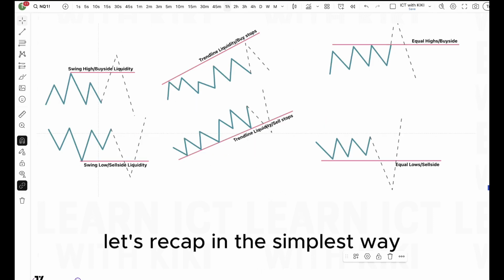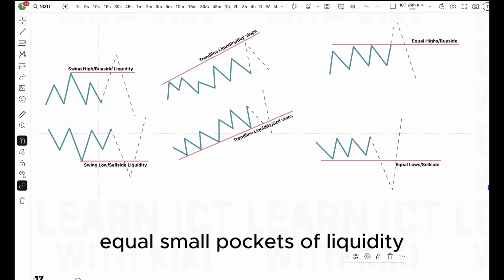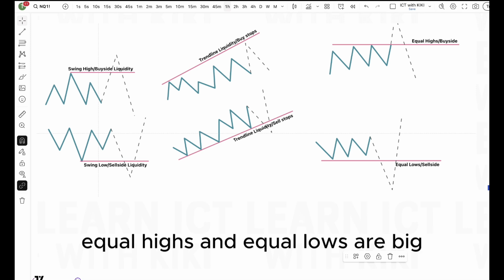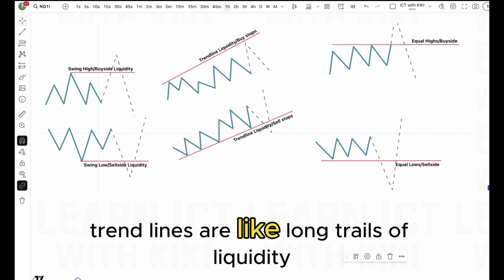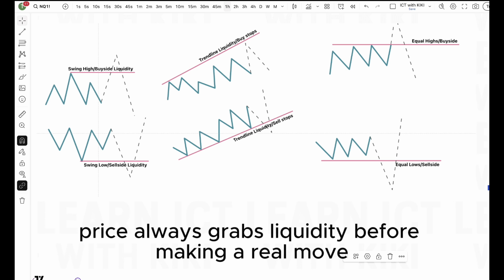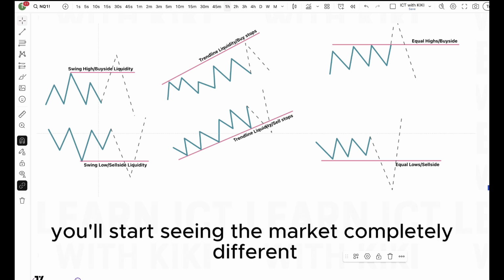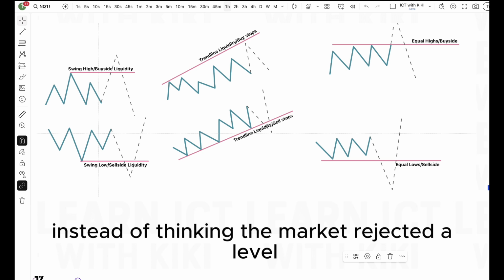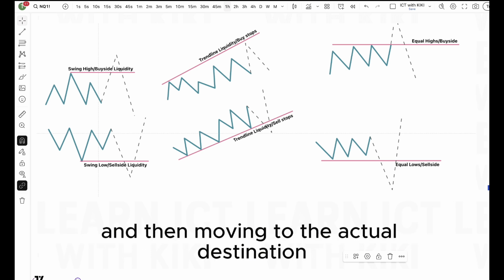Let's recap in the simplest way. Swing highs and swing lows equal small pockets of liquidity. Equal highs and equal lows are big, obvious liquidity pools. Trend lines are like long trails of liquidity. Price always grabs liquidity before making the real move. Once you can identify where the stops are, you'll start seeing the market completely differently. Instead of thinking the market rejected a level, you'll realize it was just taking money and then moving to the actual destination.